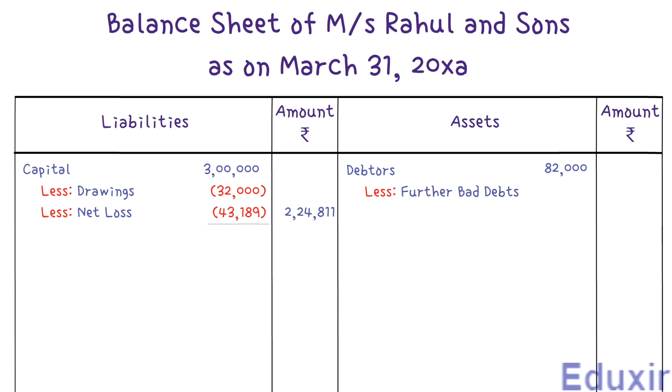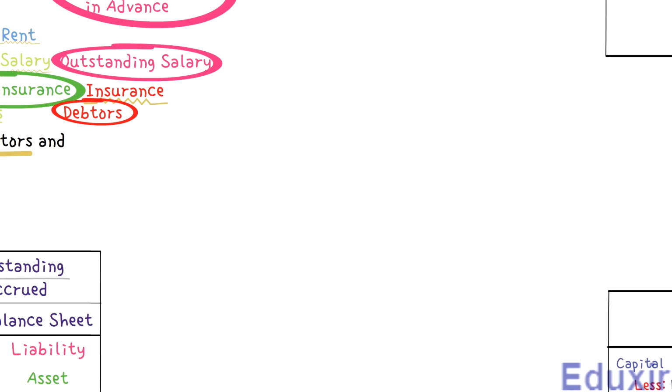Also, there is one confusing thing here. We should not reduce the bad debts from the debtors. It is only the further bad debts that we should reduce. This is because this balance of the debtors, which is 82,000 rupees, is obtained after reducing the bad debts. So we should not deduct the bad debts again. Anyway, that is just for your information.